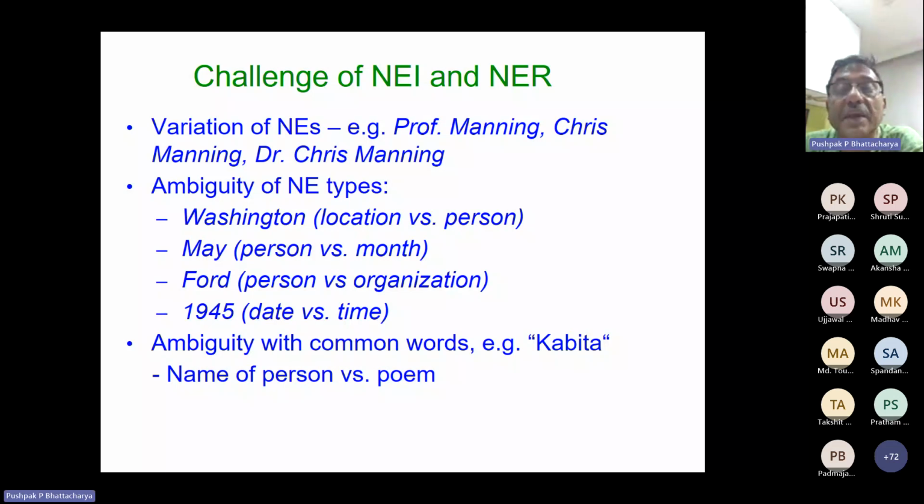Ambiguity is common. Words like kavita in Indian languages can be the name of a person or can mean a poem. So ambiguity, like any other problem of NLP, poses a challenge for named entity recognition. And obviously, for any kind of disambiguation task, we have to make use of either rules for disambiguation, or we have to make use of annotated data and probability to get the maximum probability option after disambiguation.